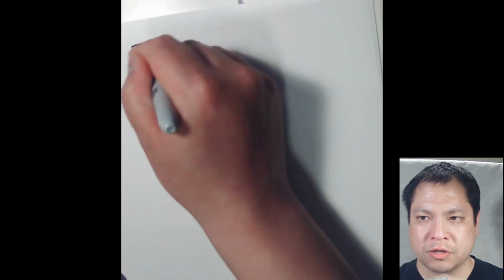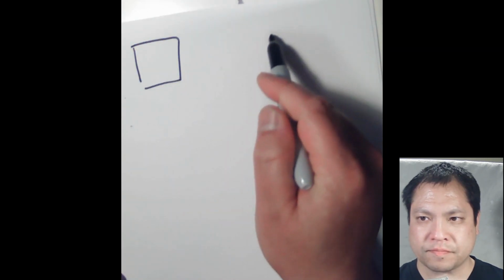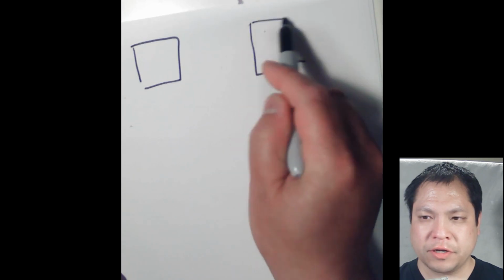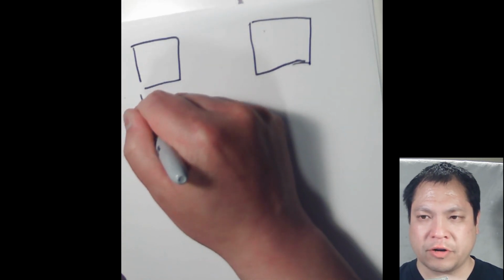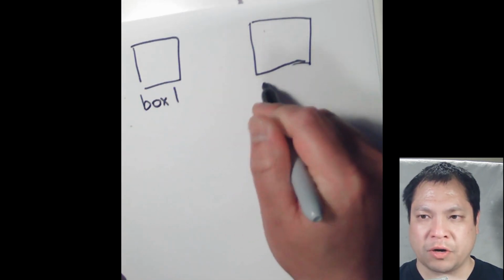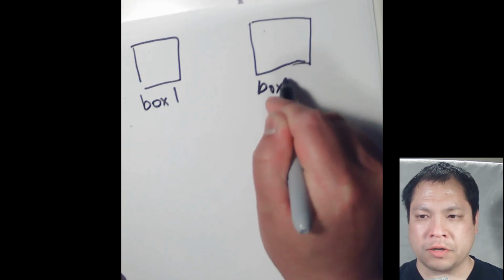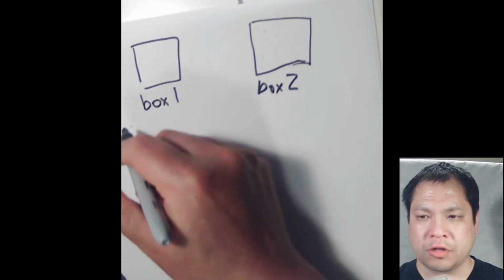You can't see my box, so I'll draw another one here. There's my box. Here's another box. Alright, here we go. So I'm going to give my box a name. We'll call it box 1. And the other box, we'll call it box 2.